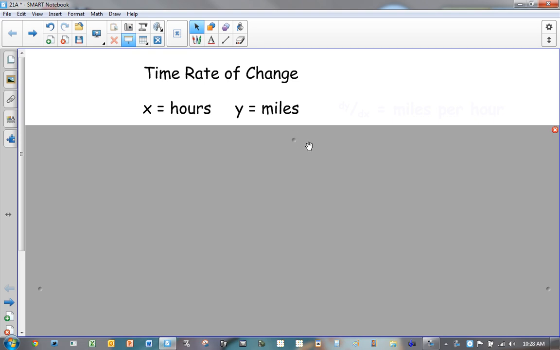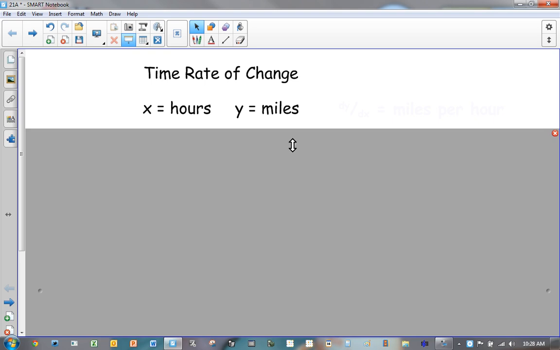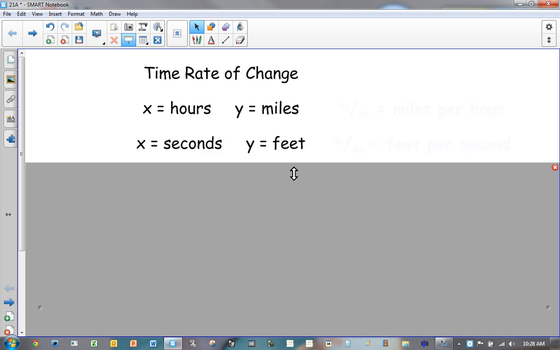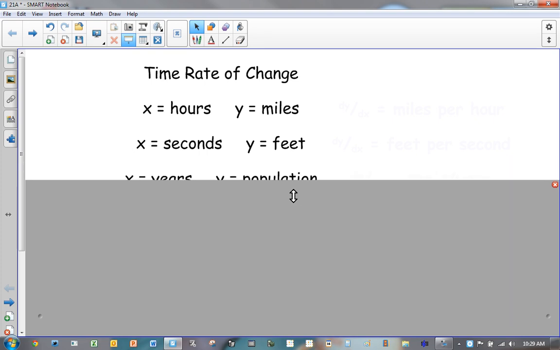was measured in miles. So let's say you're traveling somewhere. The x-axis would record your hours and the y-axis would record your miles. Or let's say you were walking or throwing an object and you wanted to see how many feet it went after a certain number of seconds. The independent variable would be your seconds and the dependent variable would be feet.